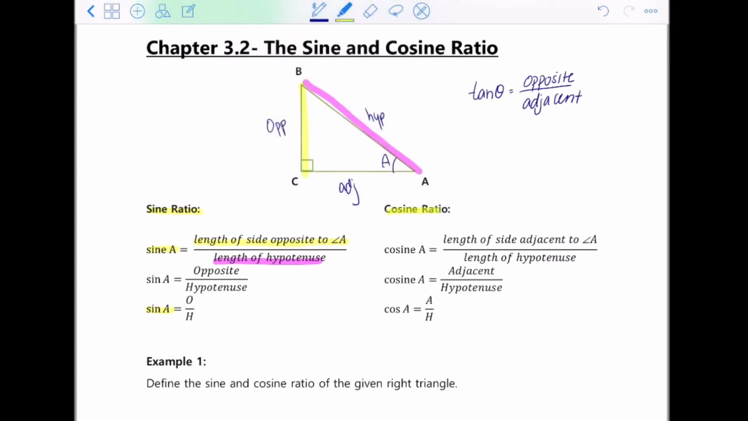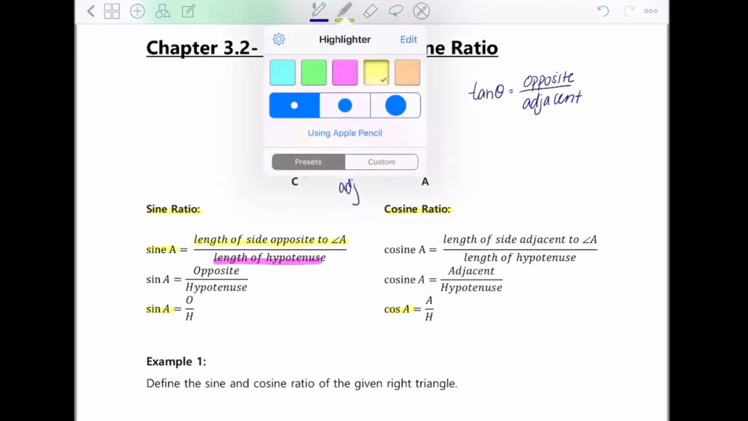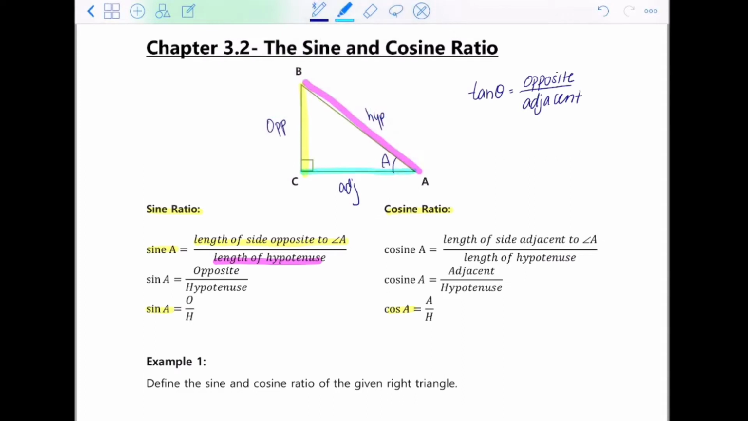For cosine ratio, we denote it as cos A, angle A, and the ratio is adjacent over hypotenuse. This time I'm going to use the blue one. So the adjacent side is here. The length of the side adjacent to angle A over the length of the hypotenuse. We denote it as A over H.